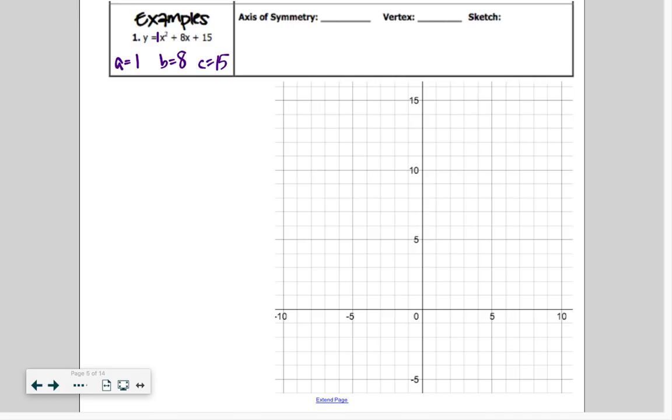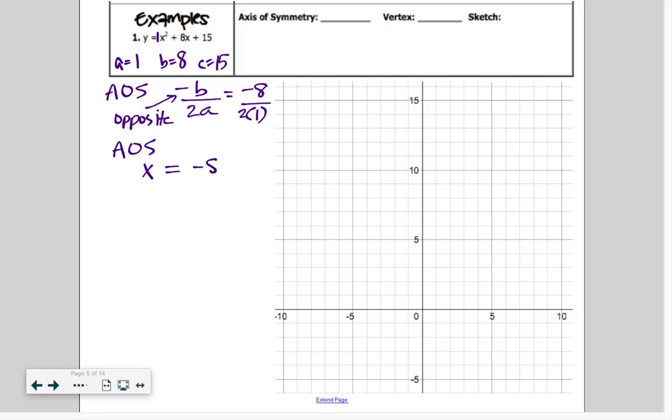So to find the axis of symmetry, we're going to use the opposite of B divided by 2a. I recommend that you think of this as opposite, because it's not always a negative. It is just the opposite sign of whatever B already is. Our B is a positive 8, so the opposite of positive 8 is negative 8. And our A is 1, so 2 times 1 is 2. So our axis of symmetry, or x, equals negative 8 divided by 2.